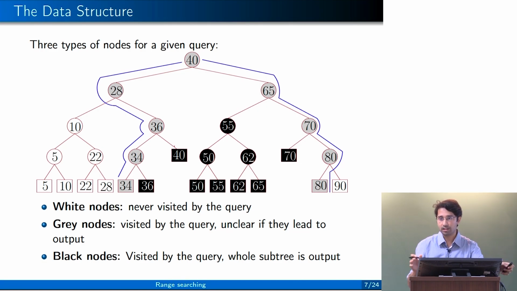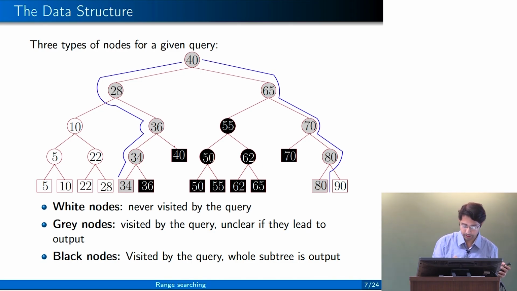Now, depending on the search path, I would like to divide the nodes of the tree into three categories. One is a white node, the nodes which I will not traverse. Then I will have gray nodes. Suppose each node we have seen represents an interval. If the interval is partially inside the query range, we will call it a gray node.